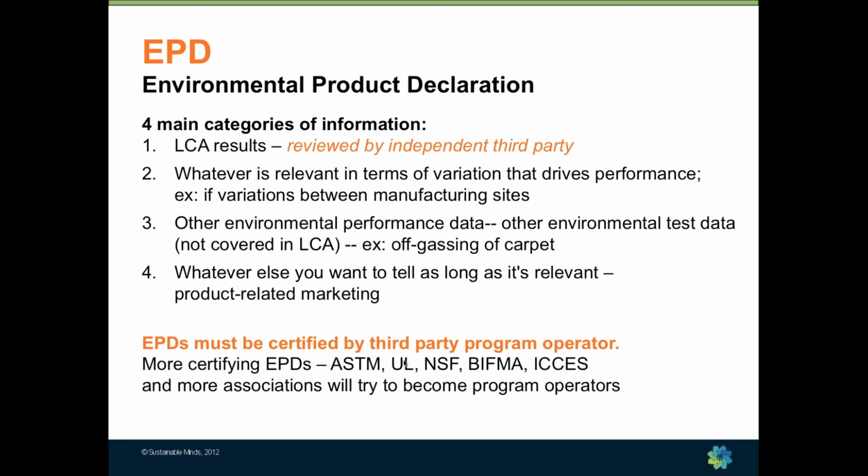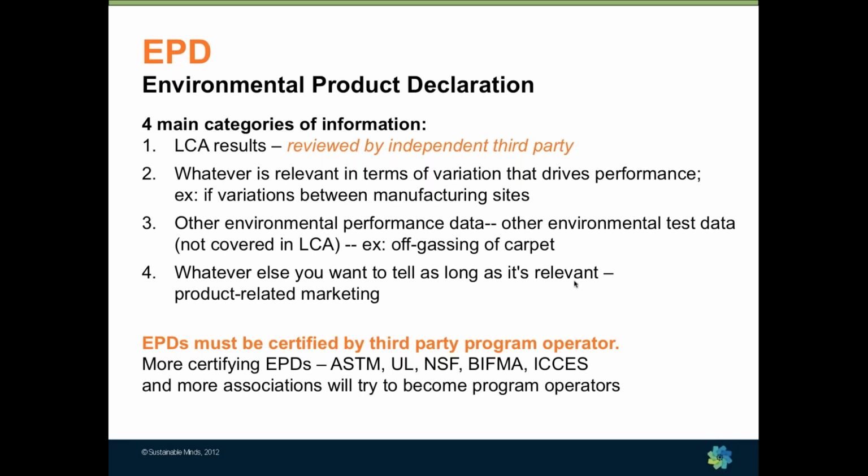And then, of course, the LCA needs to be verified and the EPD needs to be verified. But that is at the core of what we learned from this analysis. So the LCA results, there's 4 main categories: LCA results, then whatever is relevant in terms of variation that drives performance, other environmental performance data not covered by the LCA, and obviously we're paraphrasing, but essentially whatever else you want to tell as long as it's relevant and it's product related.